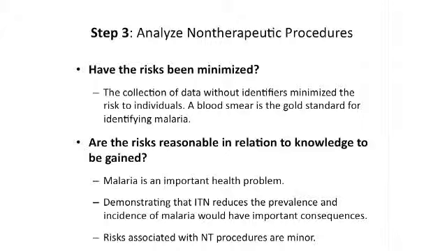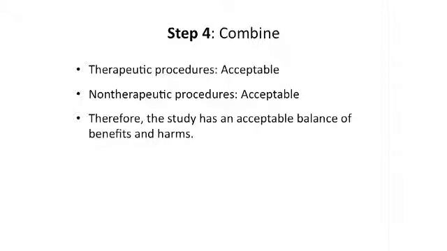And then the Research Ethics Committee needs to ask, are these risks reasonable in relation to the knowledge to be gained? They're going to consider things like, well, malaria is an important health problem in Cambodia, and demonstrating that the use of bed nets in fact reduces the prevalence and incidence of malaria would have important consequences for public health in Cambodia. And on the other side, it seems like the risks associated with these non-therapeutic procedures are fairly minor. So in this case, a Research Ethics Committee might reasonably conclude that the risks are reasonable in relation to the knowledge to be gained. Step 4 is put it all together. We've said that arguably the therapeutic procedures pose acceptable risk, the non-therapeutic procedures pose acceptable risk, therefore the study has an acceptable balance of benefits and harms.